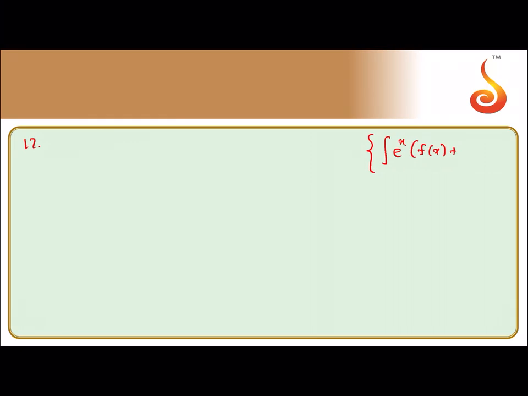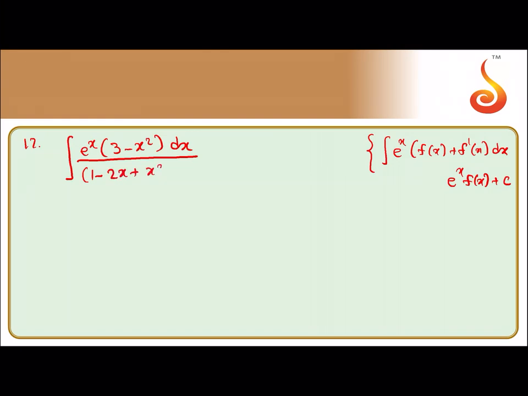Example 17. This is also expected: integral of e to the power x into (f x plus f dash x) dx is equal to e to the power x f of x. By product rule, you'll get this answer. So we'll do one problem of rearrangement, two problems on this one. Integral of e to the power x into (3 minus x) square dx by 1 minus 2x plus x square.